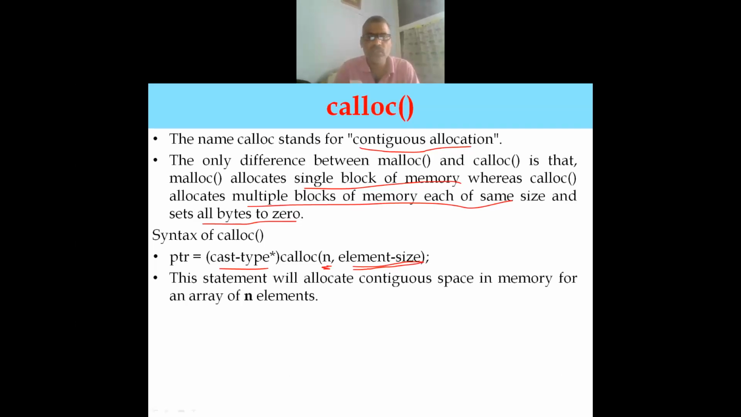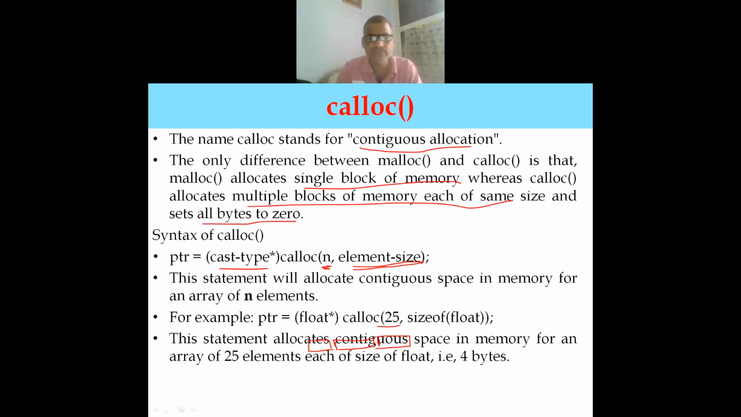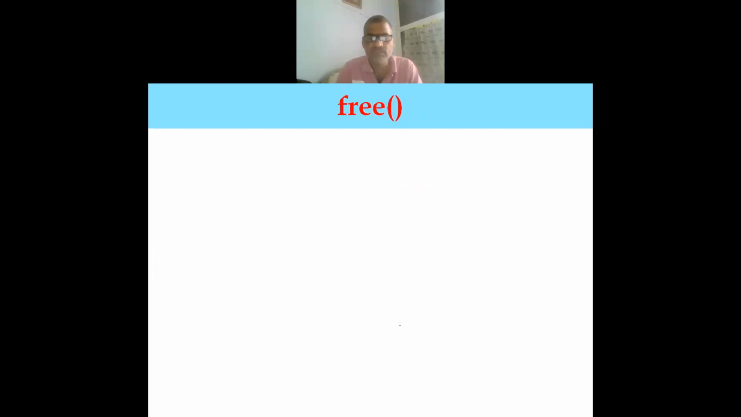So this statement will allocate contiguous space in memory for an array of n elements. For example, ptr equal to float star calloc of 25 comma sizeof float. Here the size of float is 4 bytes, so we are allocating 25 such 4-byte memory blocks contiguously. All these 4-byte memory blocks are contiguous, 25 of them, so it allocates 25 elements of 4 bytes each.